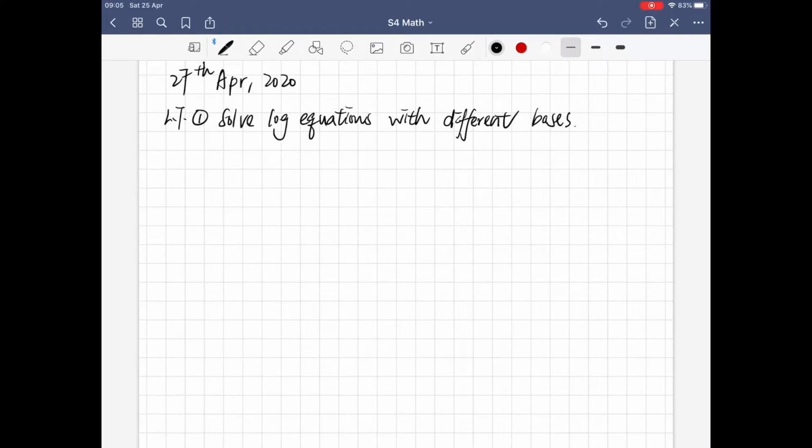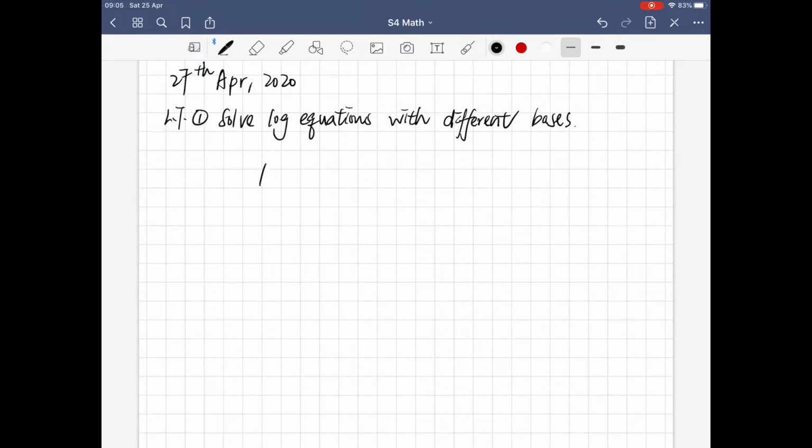Hi everyone, in today's lesson, I will talk about how to solve log equations with different bases. So please turn to a new page of your notebook, write down the date of today and the learning target. And there is only one concept that we have to learn in this section. Okay, please mark it down on your notebooks.